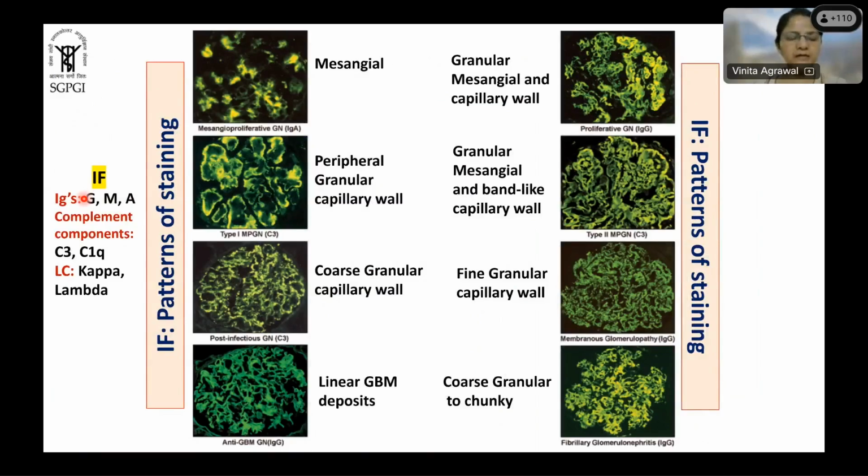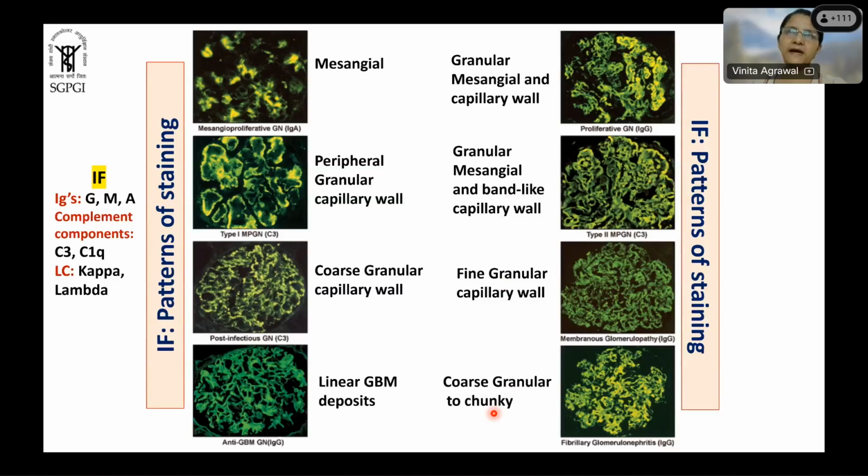When we describe the immunofluorescence pattern, we can have a mesangial pattern. For example, in IgA nephropathy, you have these mesangial deposits. Or you can have peripheral granular capillary wall deposits, which can be coarse, or it can be linear GBM deposits. They can be both granular capillary wall and mesangial deposits. And you may have band-like capillary wall deposits, typically seen in dense deposit disease. You may have fine granular capillary wall deposits, which is typically seen in membranous glomerulopathy. Or you can have a coarse granular to chunky deposit.